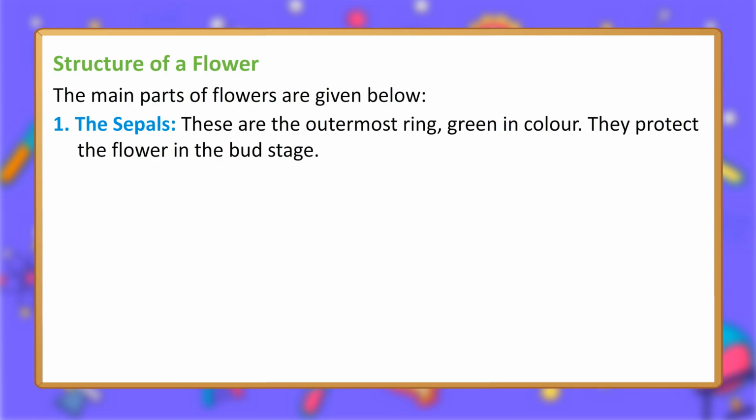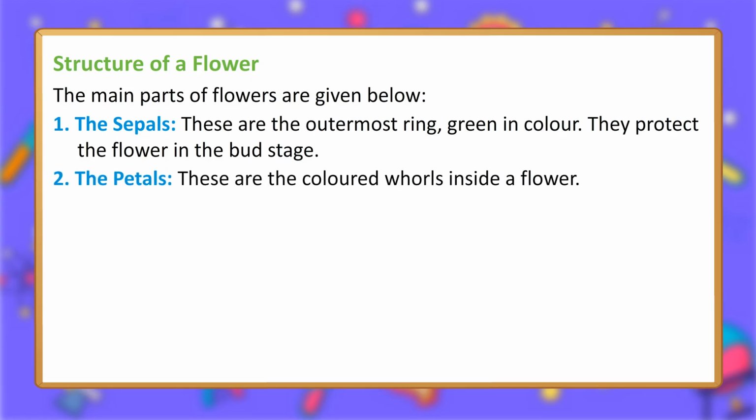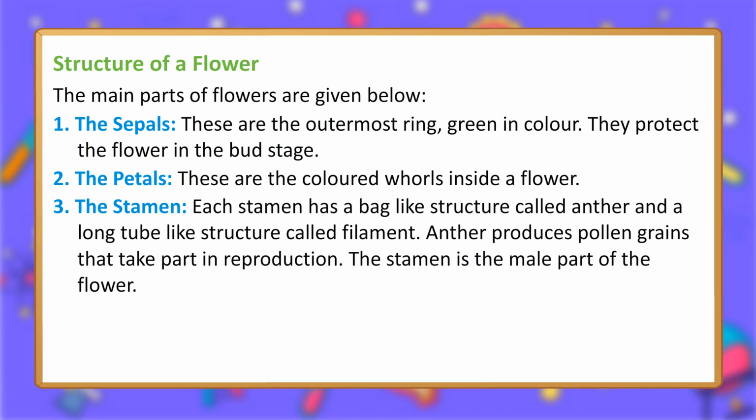1. The sepals. These are the outermost ring, green in color. They protect the flower in the bud stage. 2. The petals. These are the colored whorls inside a flower.